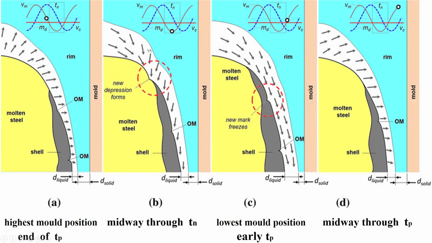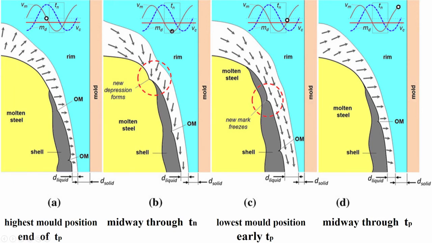Now come to another position. What is this location? Vm is maximum towards the bottom, that means this is the area of negative strip time. So, what is happening here? The molten slag is putting pressure at this meniscus, causing deformation of the shell. The shell is getting generated here, but it is getting deformed because of this pressure of the liquid slag. So, this oscillation mark is getting generated in the area of the negative strip time, it is getting very clear here.